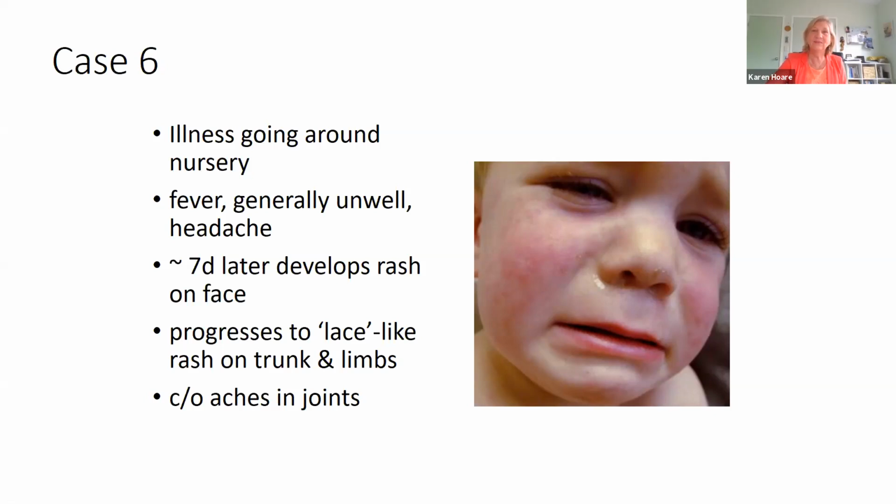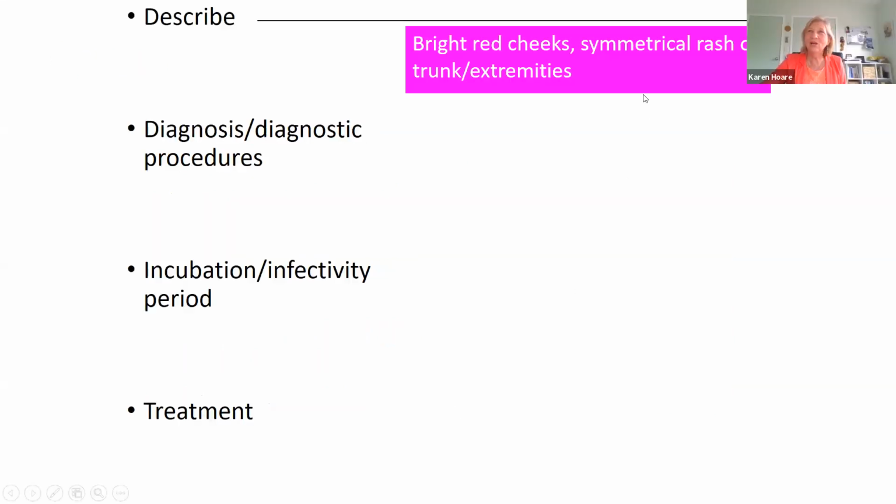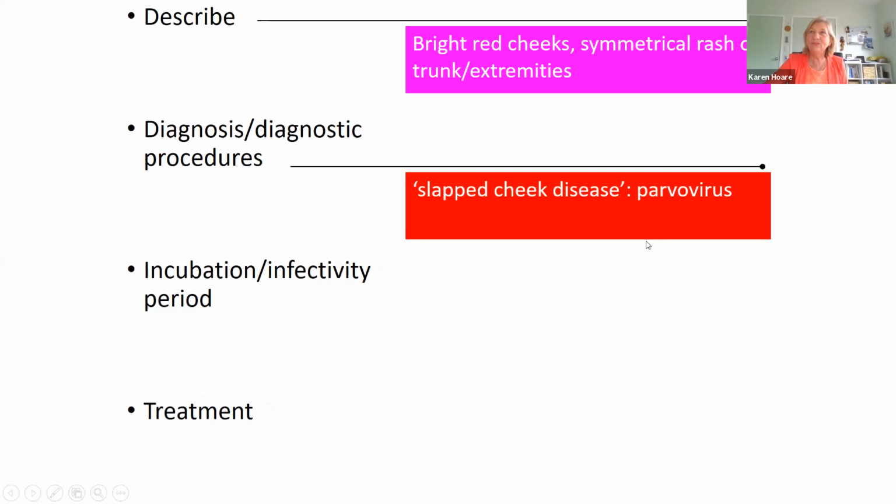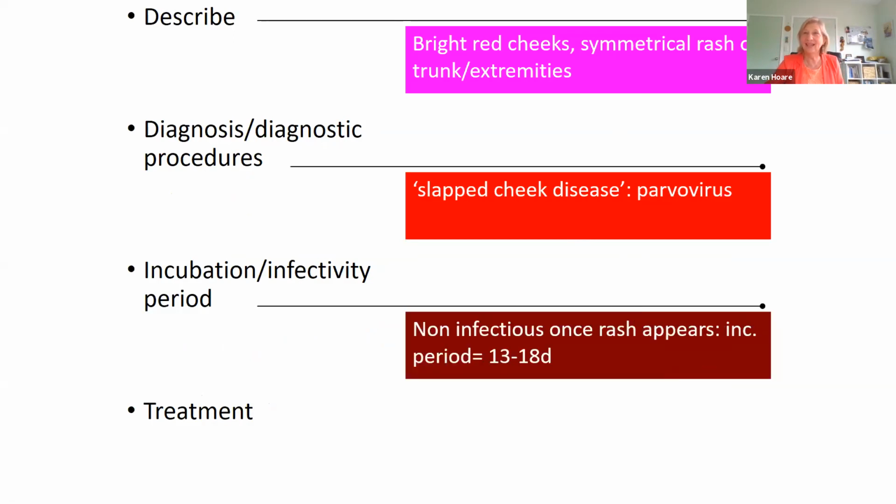Okay, come on. Yep. No, we've got parvovirus, slap cheek. Yes, that's it. Morbilliform. Bright red cheeks. What does morbilliform mean? It's just like a flat rash. It's like in the measles. Okay. Yeah. Symmetrical rash on trunk and extremities. It does look like they've had slapped cheeks. Parvovirus is the culprit. It's non-infectious once the rash appears. And the incubation period 13 to 18 days.